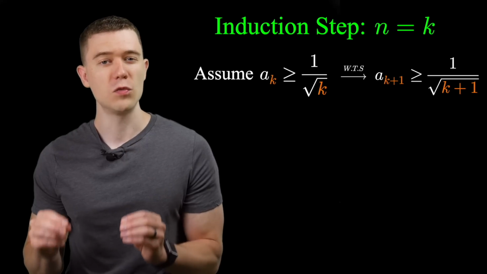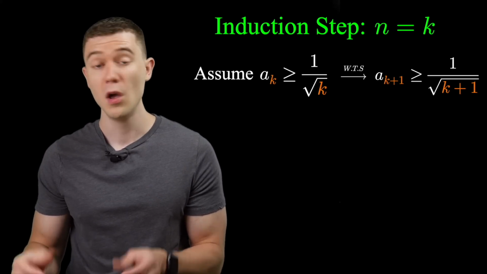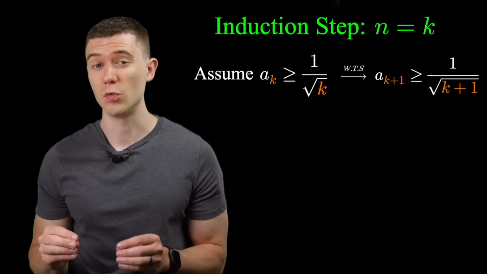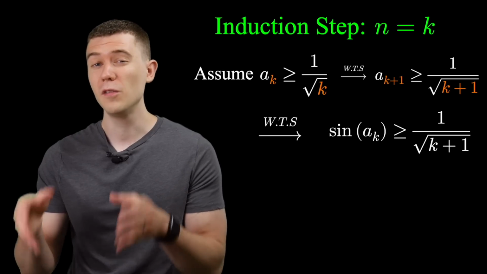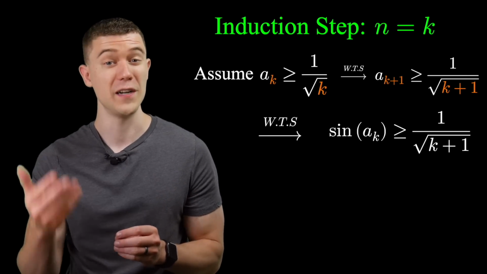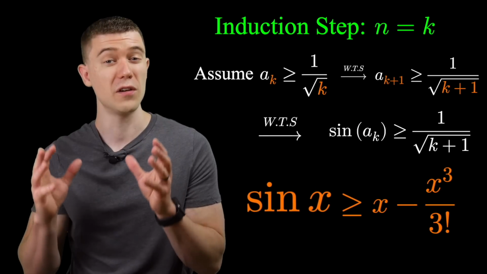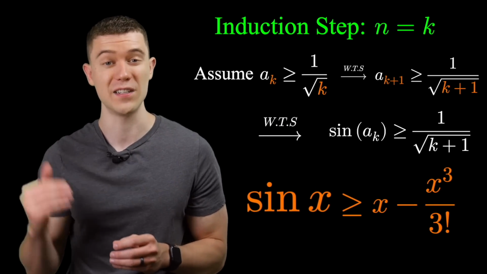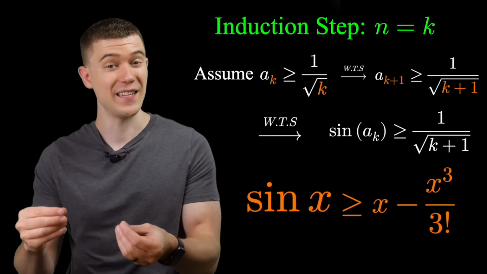a sub k plus 1 is greater than or equal to 1 over the square root of k plus 1. We know what a sub k plus 1 is. That's sine of a sub k. Through our argument earlier, we had a different representation for an inequality of sine x. We saw sine x was greater than or equal to x minus x cubed over 3 factorial. So let's slip that fact into this inequality.